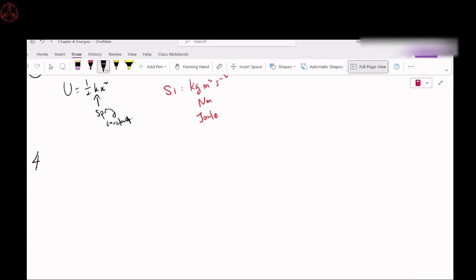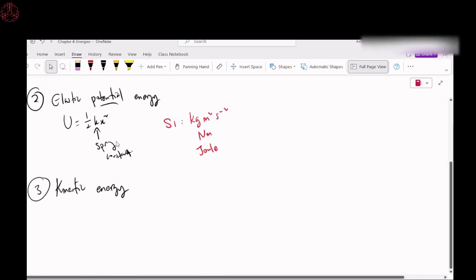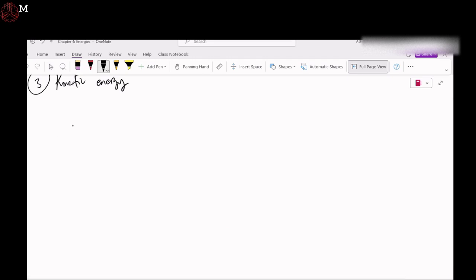Last but not least, we have kinetic energy. Sorry, it should be number 3, right? The first two, the gravitational and the elastic potential energy, are about the potential for the object to do something, whereas the kinetic energy is the energy related to moving objects. So the object must be moving to have kinetic energy. It has to have some velocity. Its velocity cannot be zero. And this is calculated quite simply, half mv squared.